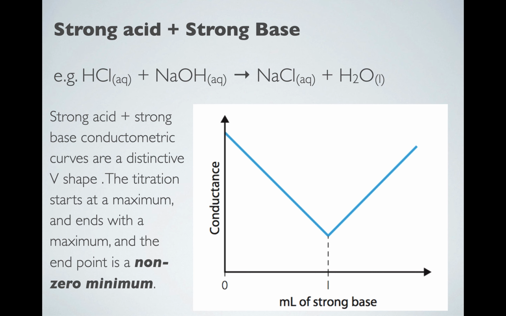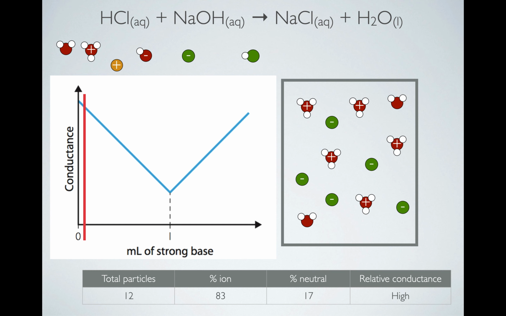Okay, so let's look at our first kind of titration here. We can do a strong acid with a strong base, and we get this very distinctive V-shaped curve. Okay, it starts at a maximum, and it ends with a maximum, a high value, and in between there's a low value, and it's a non-zero minimum, okay? And that's our equivalence point. So let's start doing a model of this. And notice the red line that I've got on the graph there.